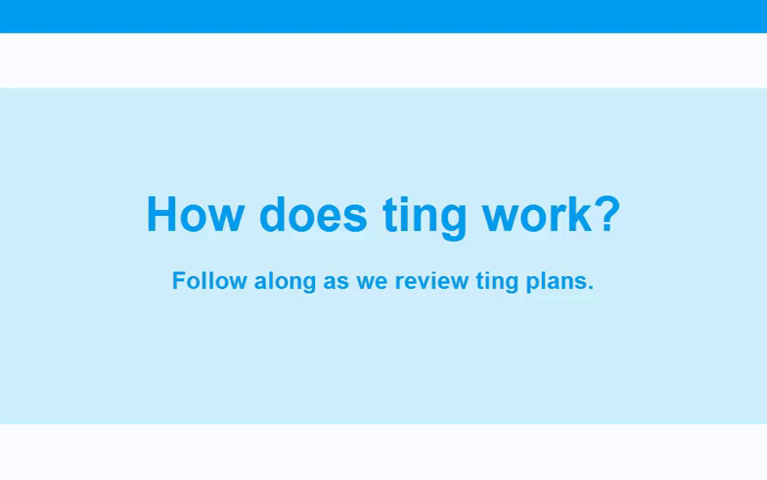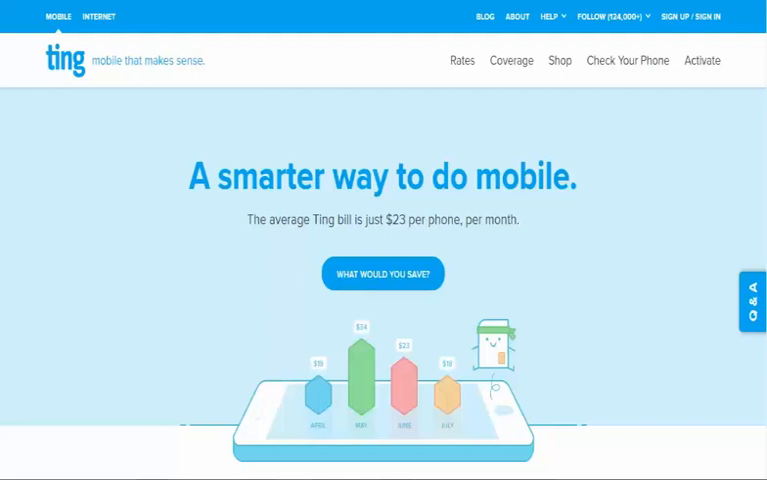How does Ting work? In this video, we'll review the Ting network and discuss their plans. Let's start off by visiting the Ting website. Notice that it says the average Ting bill is just $23 per phone per month. That sounds like a great deal. We're going to check their facts to see if this is actually true.